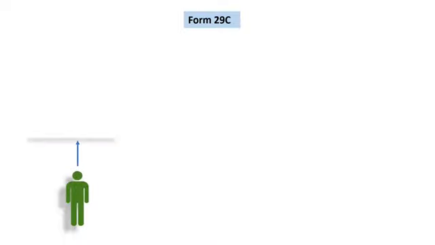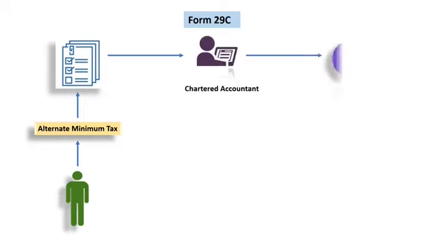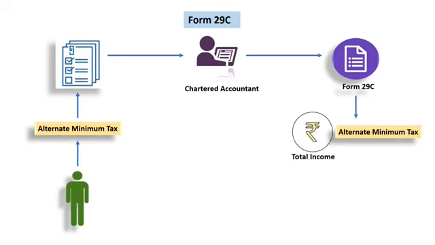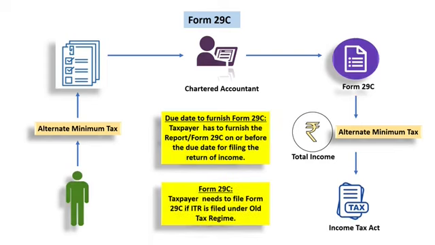Taxpayers on whom provisions of alternate minimum tax are applicable are required to obtain a report from a chartered accountant in Form 29C certifying that the adjusted total income and alternate minimum tax have been computed as per the provisions of the Income Tax Act. The report is required to be furnished on or before the due date of filing income tax return. Please note, Form 29C is required to be filed only if the taxpayer is opting out of the new tax regime and paying the taxes in the old tax regime.